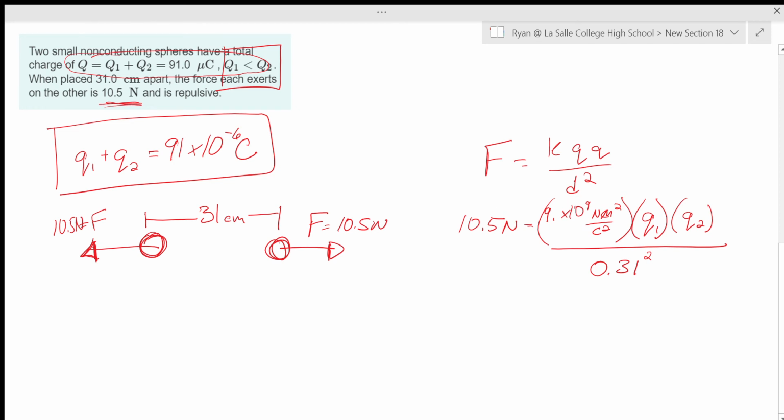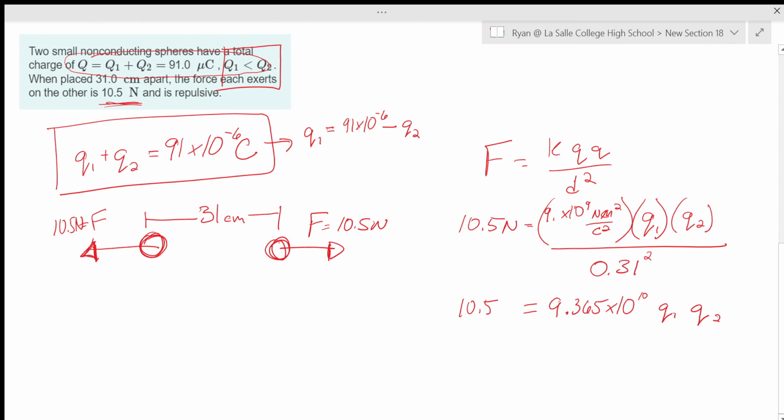So the way I would do it is I would take those values, the 9 times 10 to the 9th, and divide that by the 0.31 squared. And I get 9.365 times 10 to the 10th, right, is equal to 10.5, and this is Q1, Q2. Well, as it turns out, I can rewrite Q1 and Q2. I could say Q1 is 91 times 10 to the negative 6 minus Q2.